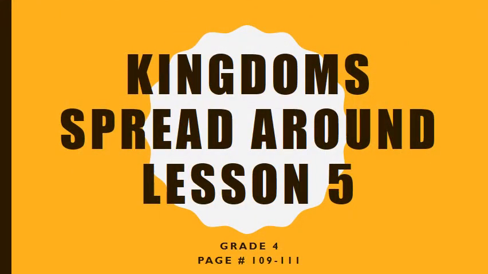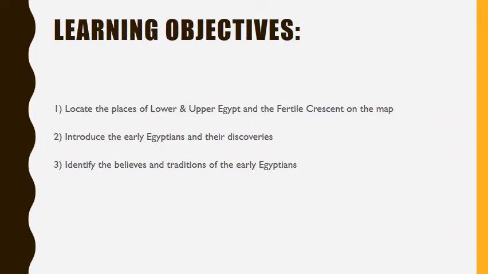Hi everyone, in today's class we discuss kingdoms spread, lesson 5, page numbers 109 to 111. The learning objectives were: locate the places of Lower and Upper Egypt and the Fertile Crescent on the map, introduce the earlier Egyptians and their discoveries, and identify the beliefs and traditions of the earlier Egyptians.